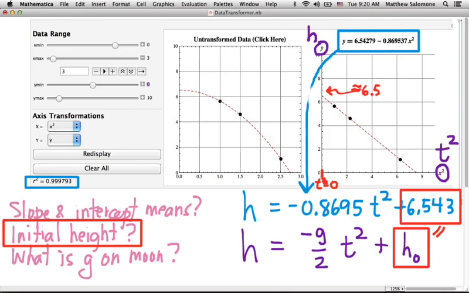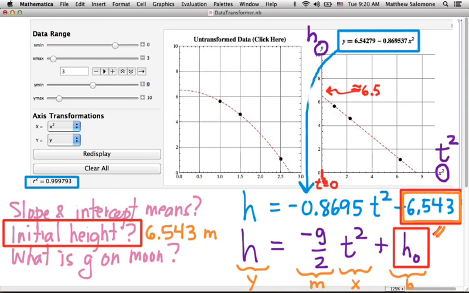That's the vertical intercept of our model equation. Remember, in our model equation, this h was playing the role of y, this minus g over 2 is playing the role of the slope m, t squared is playing the role of x, and then h naught is playing the role of b. The initial height is playing the role of b. And therefore, when our line of best fit has found us a b, that b is equal to h naught. So the initial height from which this object was dropped must be the value of that intercept, 6.543 meters.